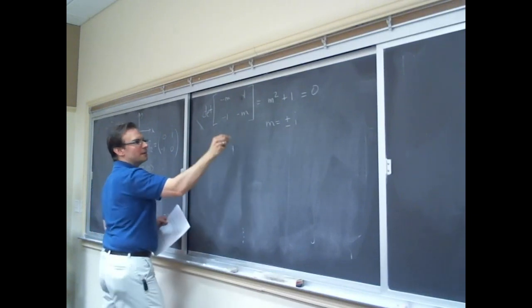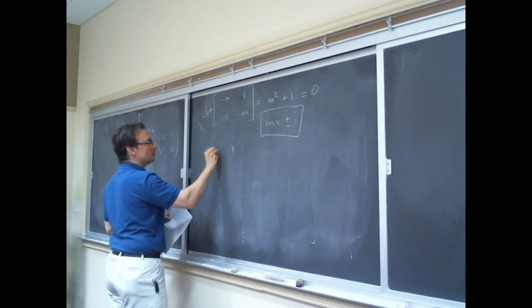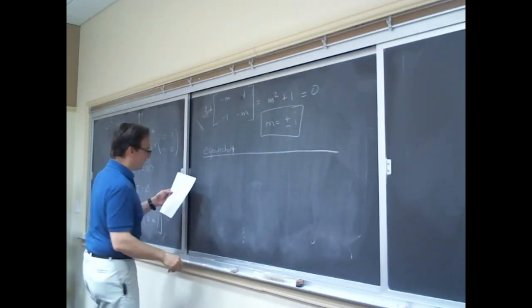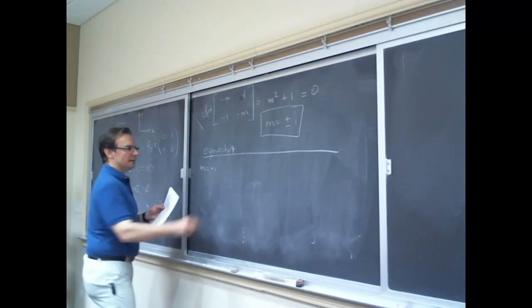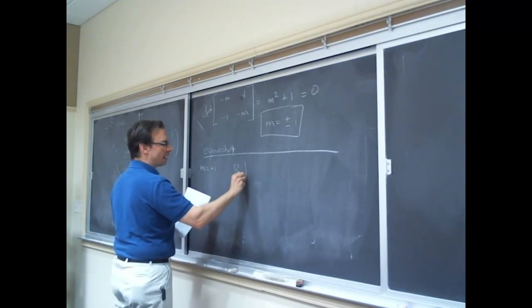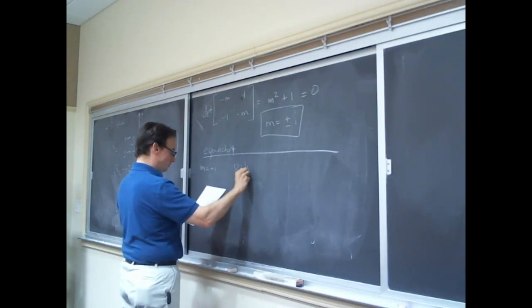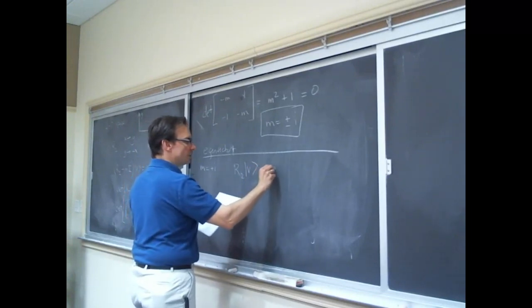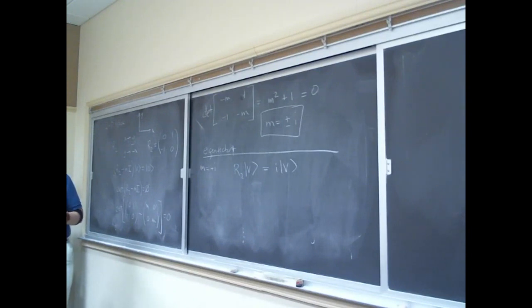All right, so now we have the eigenvalues. Now we need the eigenvectors. And so we have two sets of equations that we have to solve for this. So let's pick one of the eigenvalues. Let's pick m equals plus i. In this case, again, we have R2 acting on this particular eigenvector, which we'll call V, is equal to i times V. All right, so now we have to figure out what the components of V are. There should be two of them.